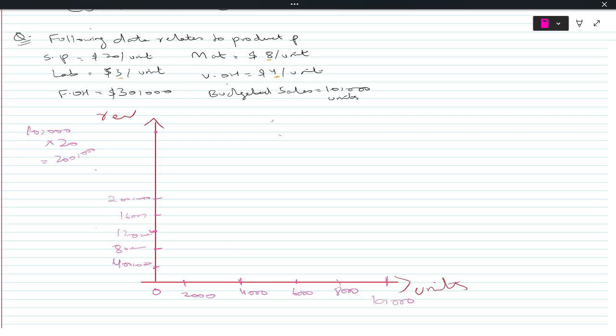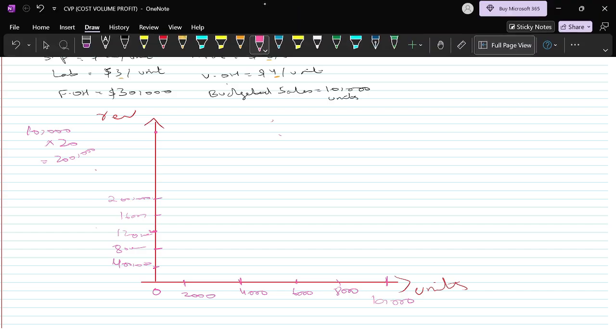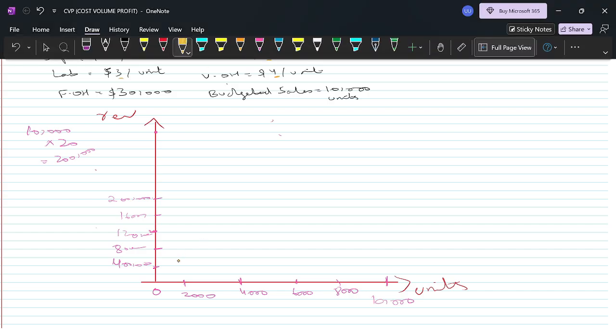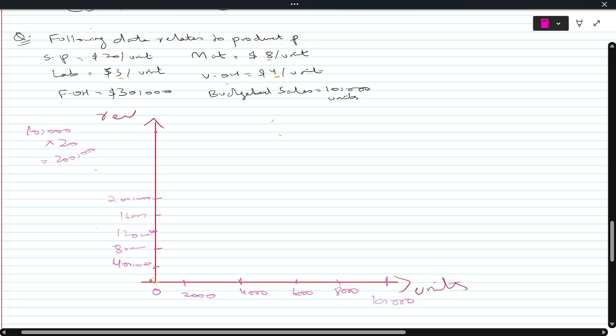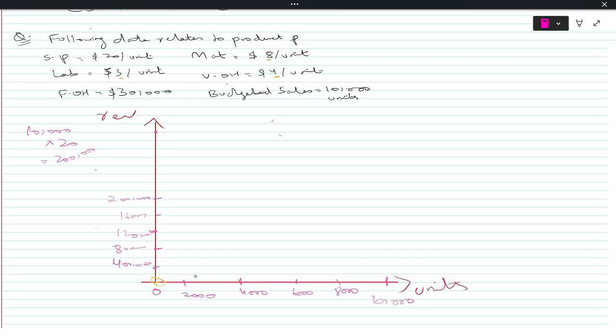The first line is of total revenue. So the total revenue line is going to be the same way, right? Remember how I told you that the first point is going to be at the origin, which is 0, 0. Why? Because when you sell 0 units you earn 0 revenue.